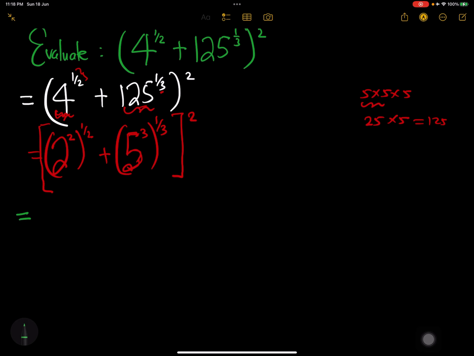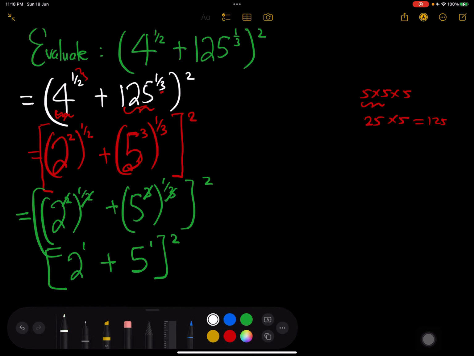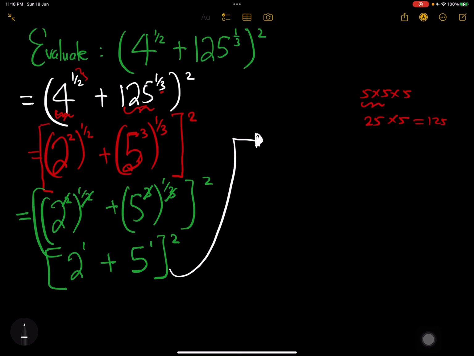Now, if you look at it carefully, you can see that this 2 to the power 2 to the power of half plus this 5 to the power of 3 to the power of 1/3, right? If you look at it closely, we can cancel this out, and this can also cancel that out. So in this big bracket, we're actually having 2 to the power 1 plus 5 to the power of 1 all squared.